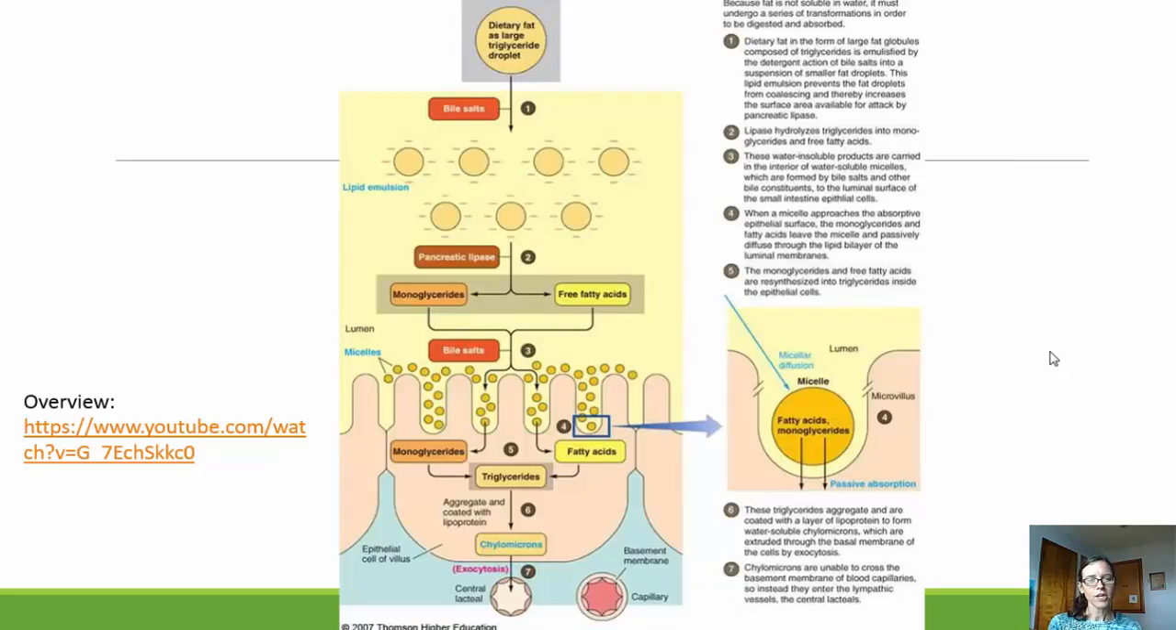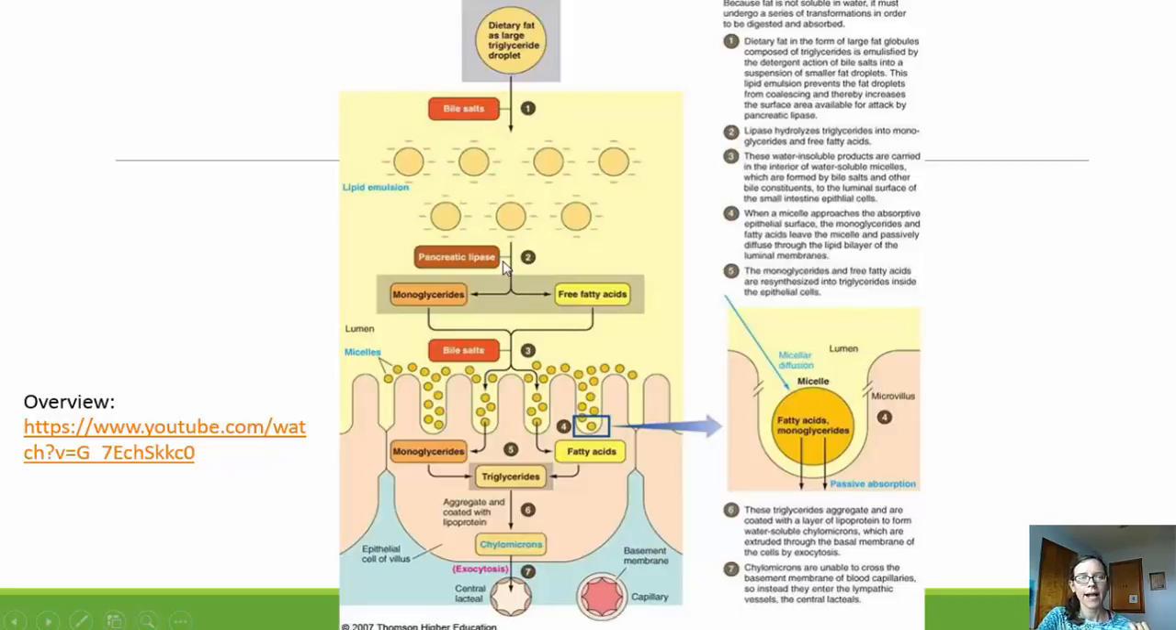Okay, and here's another graphic that is an overview of what we've talked about. I think this is a really nice description, because they give you numbers and talk you through the whole thing. Basically we have our dietary fat as large triglyceride droplets, so they're clinging together. They encounter the bile salts, and we have emulsification so that they're all broken up.